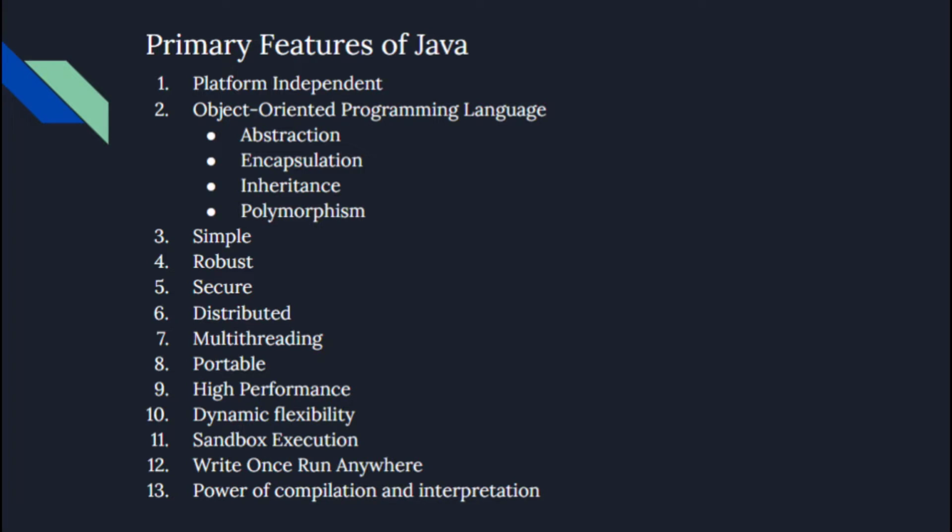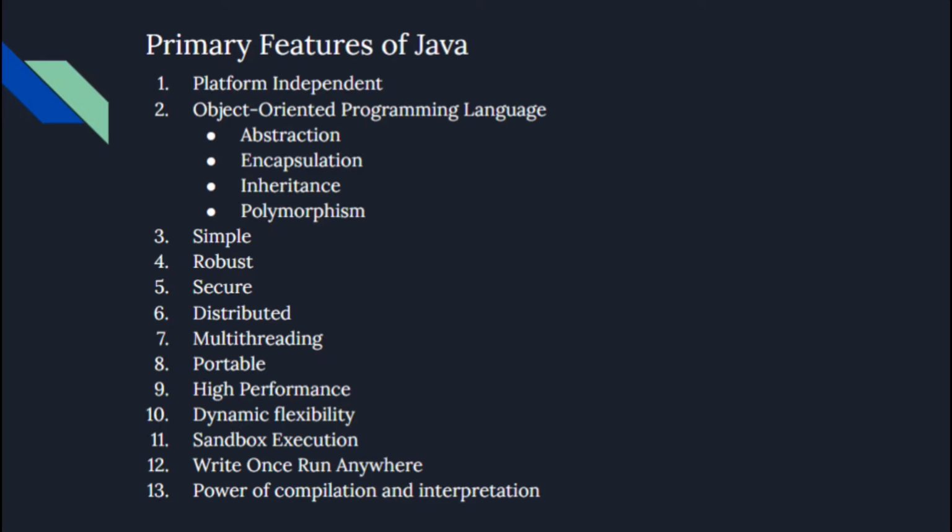Number 10. Java has dynamic flexibility. Java, being completely object-oriented, gives us the flexibility to add new methods to existing classes, and even create new classes through subclasses. Java even supports functions written in other languages like C and C++, which are referred to as native methods.